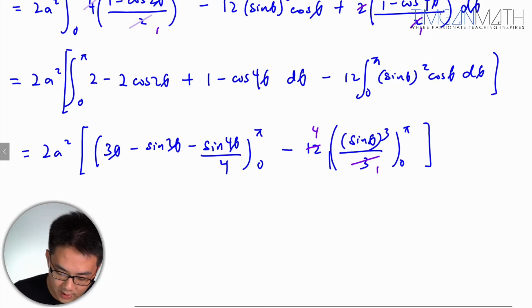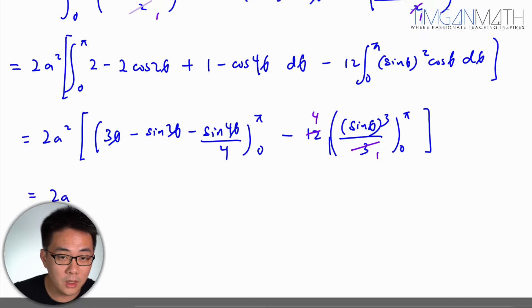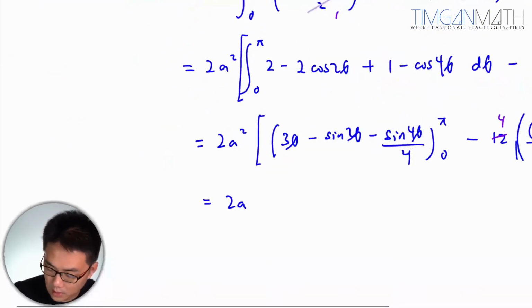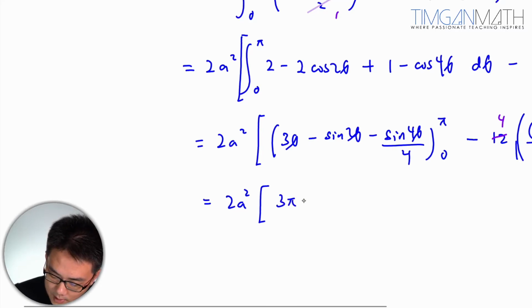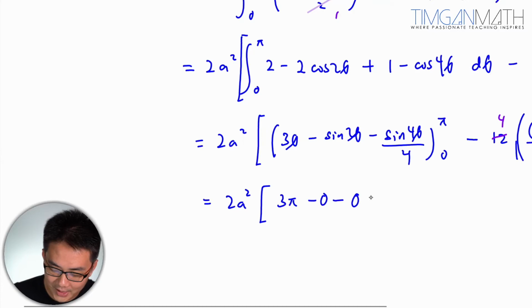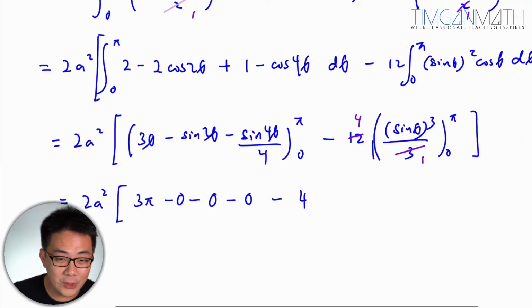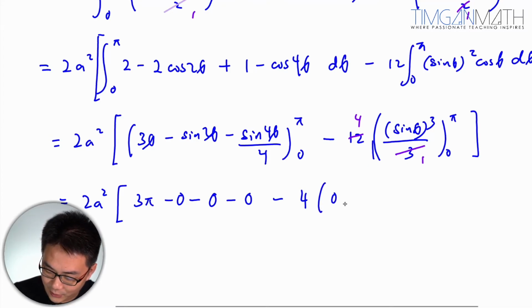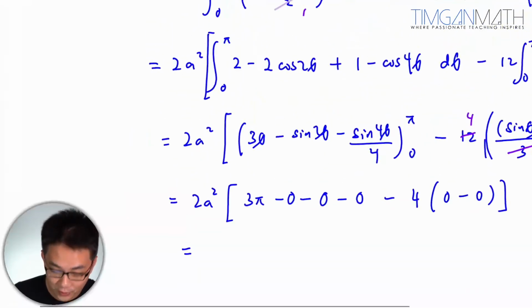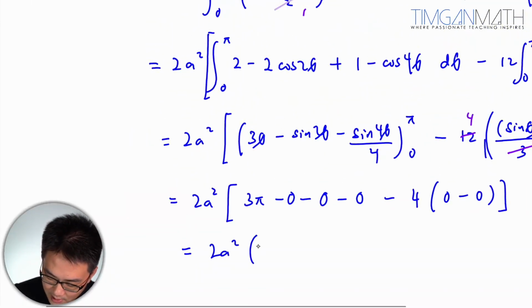And I'm going to replace the values in. So this is 2 squared, this is 3 pi. Sine 2 pi is 0, sine 4 pi is 0 as well. Everything is 0, so I'm quite happy with this outcome. This over here will be 4, sine pi will be 0 as well. So what is left is just 3 pi, 2a square times 3 pi.